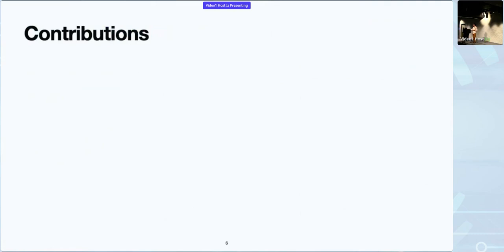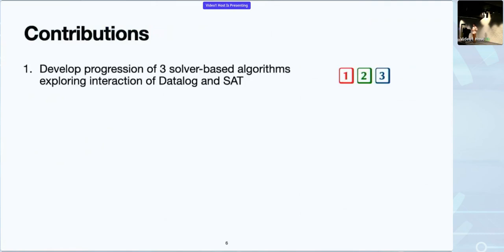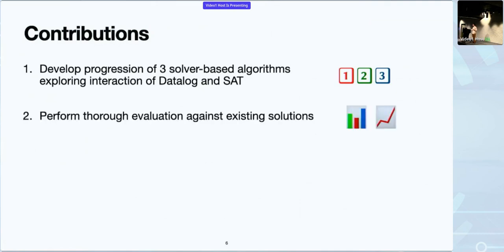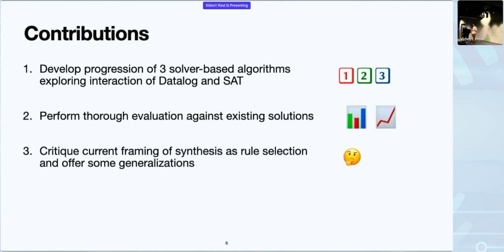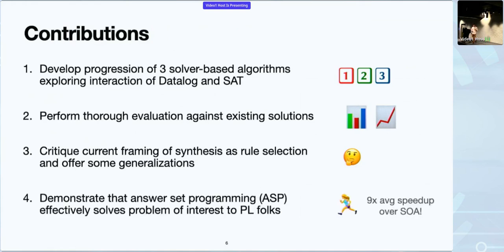In particular, we make four contributions. The first is we've developed this progression of algorithms for solving this problem. We've evaluated them. In the paper, we also offer some critiques of the problem and some ways to maybe generalize it. And finally, the point we're probably most excited about, is that we demonstrate that this interesting AI-based technology called answer set programming is able to really effectively solve this problem that people in the PL community have been working on.